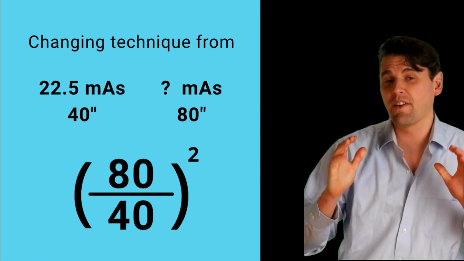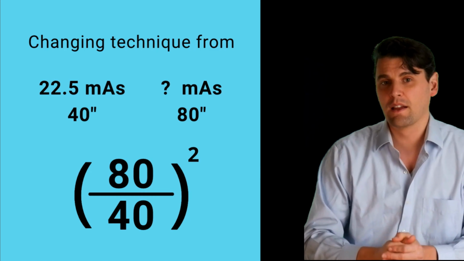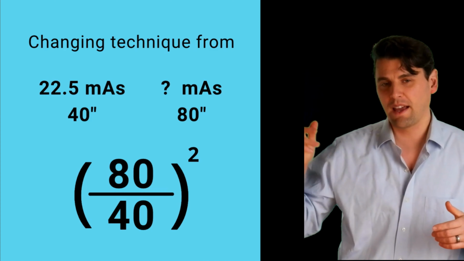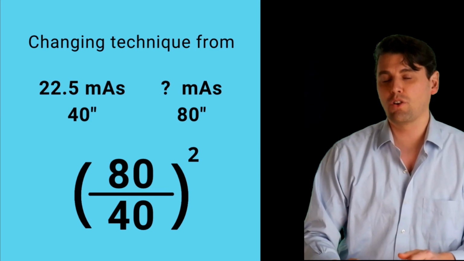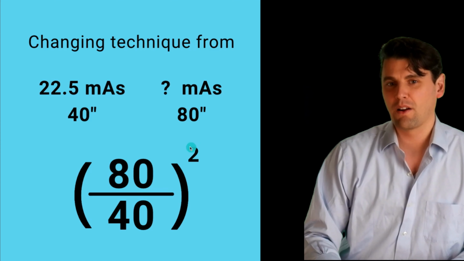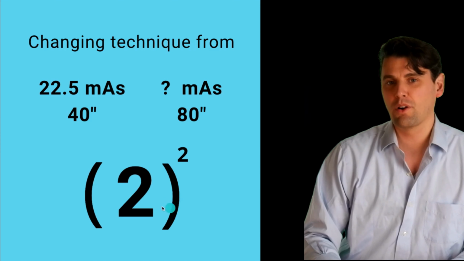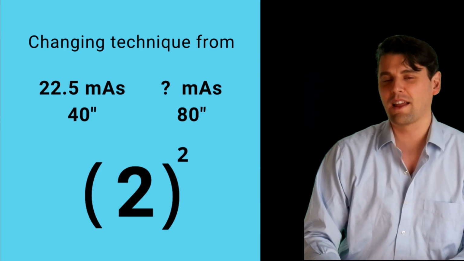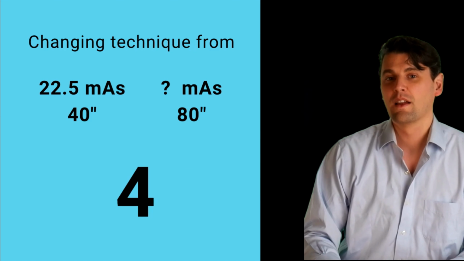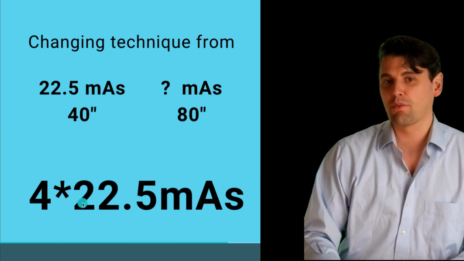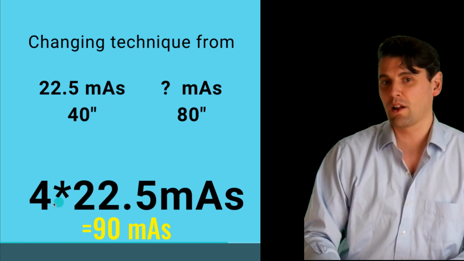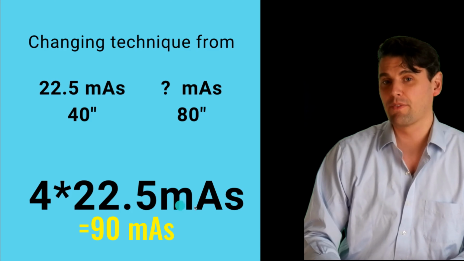In this case, we have 80 divided by 40. So if you cancel out those zeros, then you have 8 divided by 4. That's just 2. So then we are going to raise that to the power 2. So 2 to the power 2 is just 2 times 2, right? So that's just 4. So that's going to be our factor. So we're going to multiply our original MAS, 22 1/4, by 4.